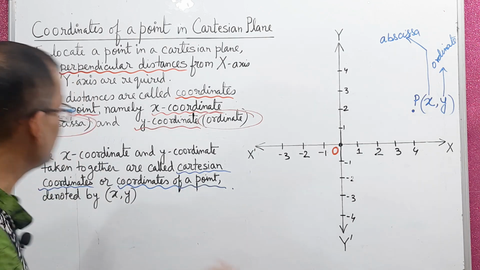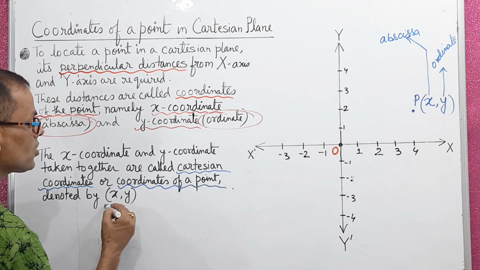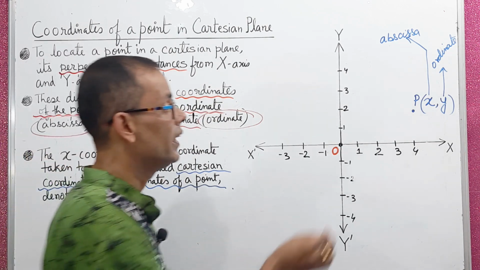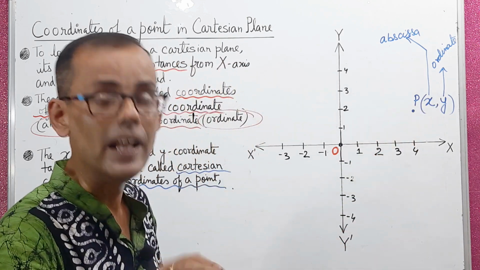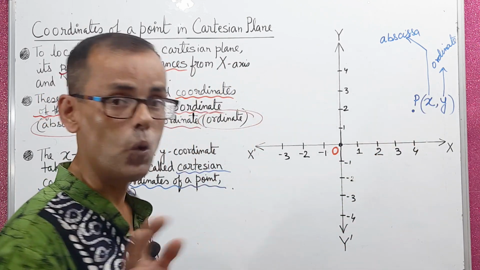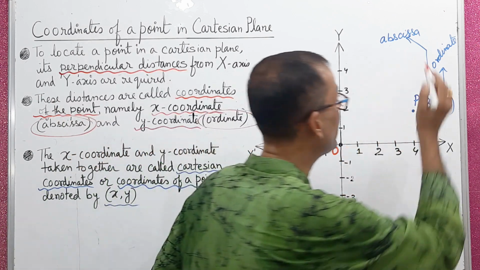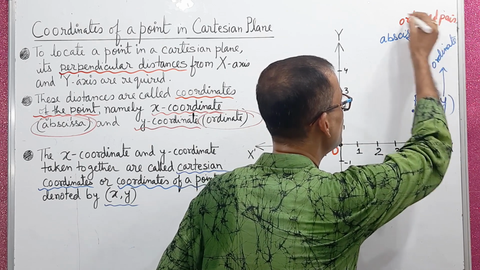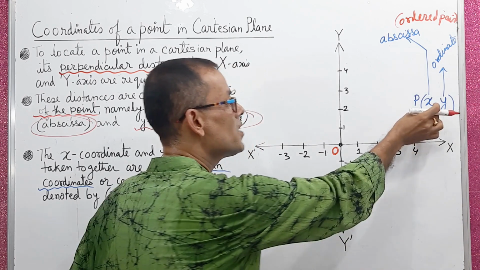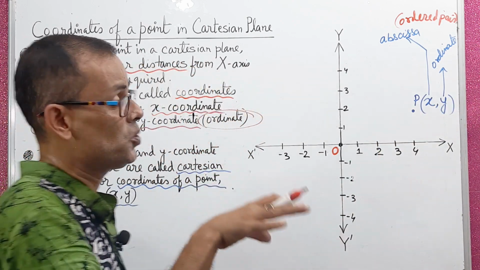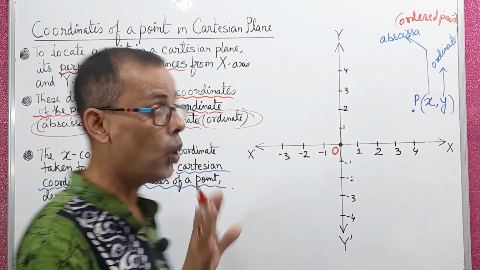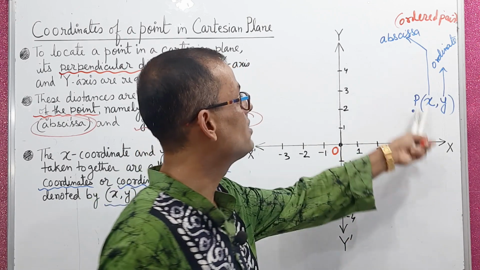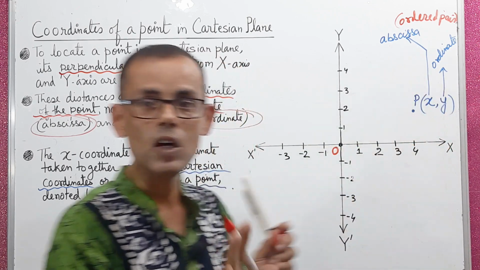And how do we represent it? We denote it by writing x comma y. Always remember, the x coordinate we have to write first, and then the y coordinate, and that's why we can say it is an ordered pair. Pair means 2. So first is x and then is y. Don't write first y and then x. That is not an ordered pair. So x comma y, where x is known as abscissa and y is known as ordinate.